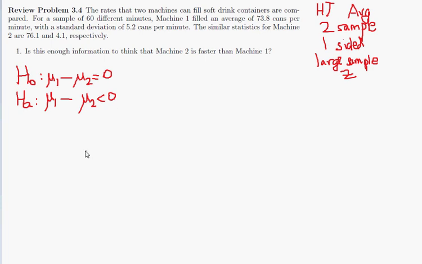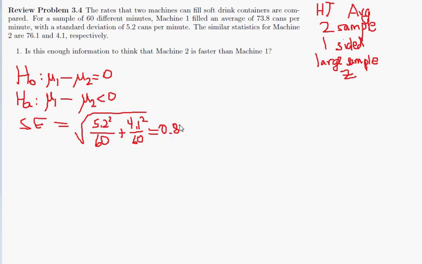Okay, so now to compute the test statistic, first off we need the standard error. That'll be equal to the square root of the first standard deviation squared divided by 60, plus the second standard deviation squared divided by 60, and that is equal to 0.85489.